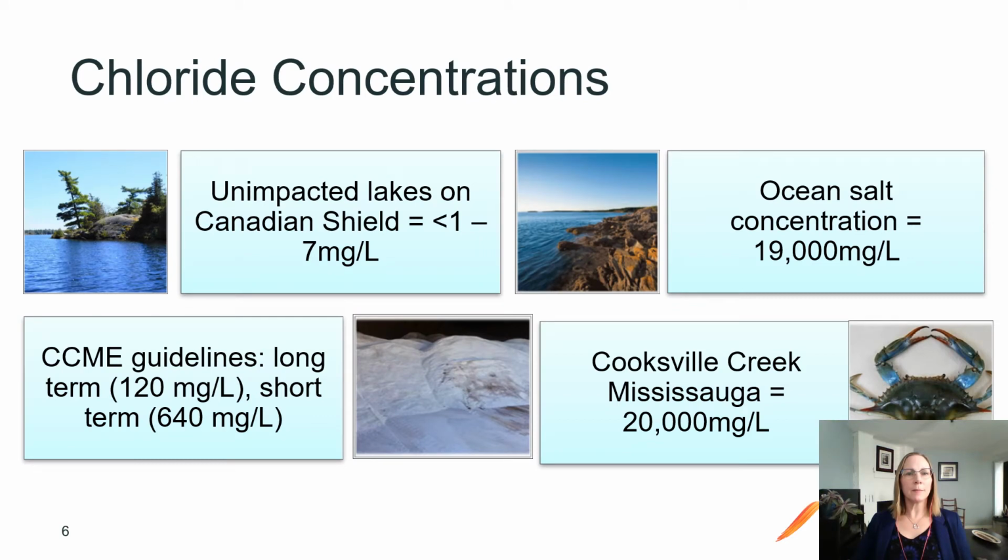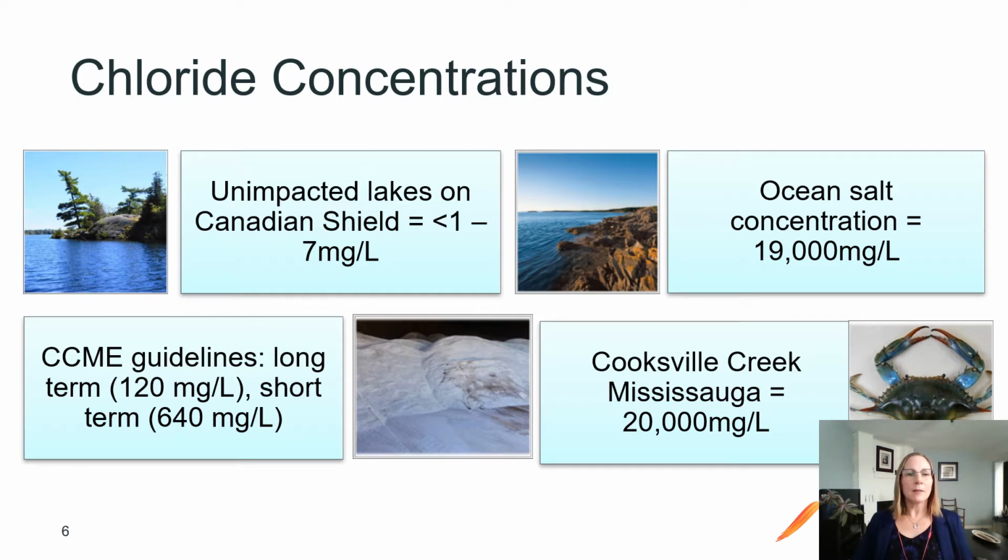I'd like to show you what some of the typical chloride concentrations we'd see are. In an unimpacted lake on the Canadian Shield, we would typically see a concentration between 1 and 7 milligrams per liter. A lot of this chloride comes from the rocks that are around the lake. In the ocean, the salt concentration is about 19,000 milligrams per liter.